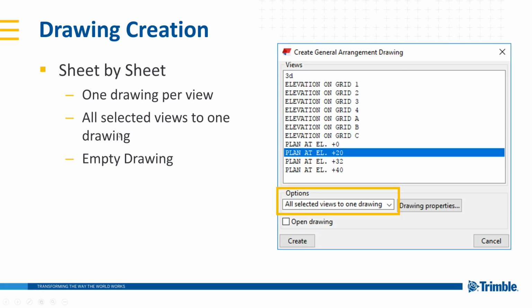All selected views to one drawing would allow me to select all 7 elevations and put those on one single sheet. Or like I just did in the last example, 2 views onto one sheet. And then of course empty drawing would allow me not to select any of these and just to create a blank sheet.